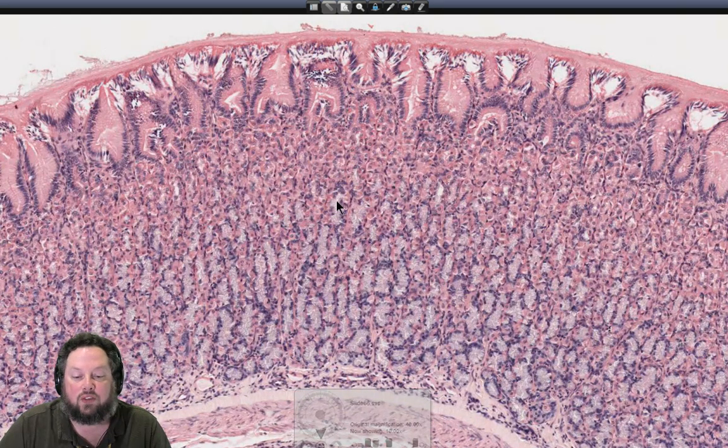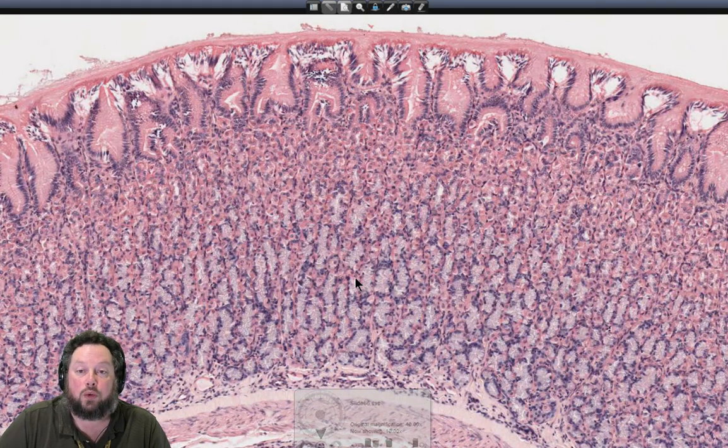They're classified as simple branched coiled tubular glands. And you can see that the top of the glands is quite pink and the bottom of the glands quite purple, and again that's a reflection of the distribution of cell types within these glands. So lots of parietal cells in the top of the glands and lots of chief cells down the bottom.